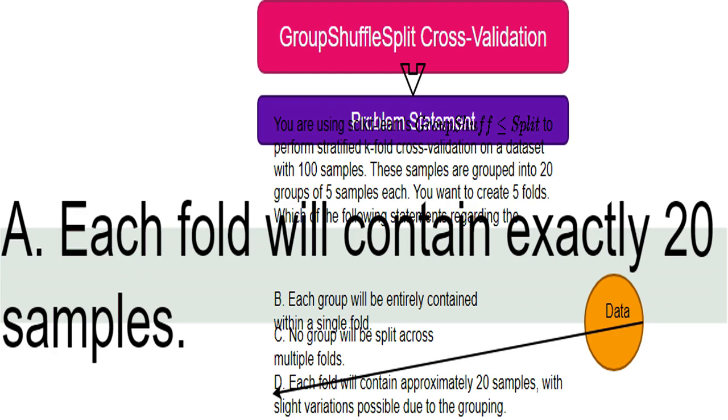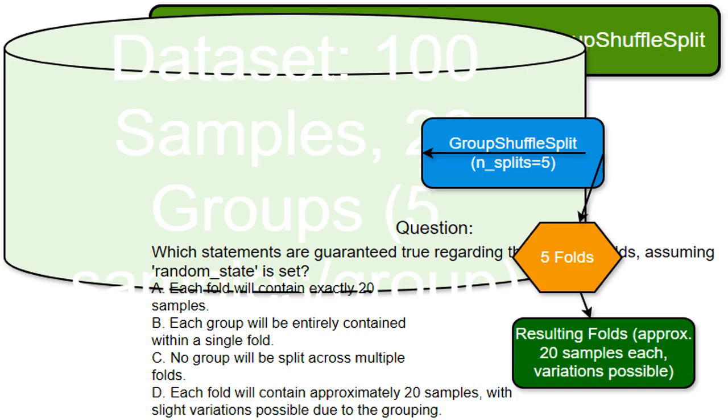So, this is wrong. I have 100 data points, neatly organized into 20 groups. Each group contains exactly 5 data points. This is the structure I am working with.